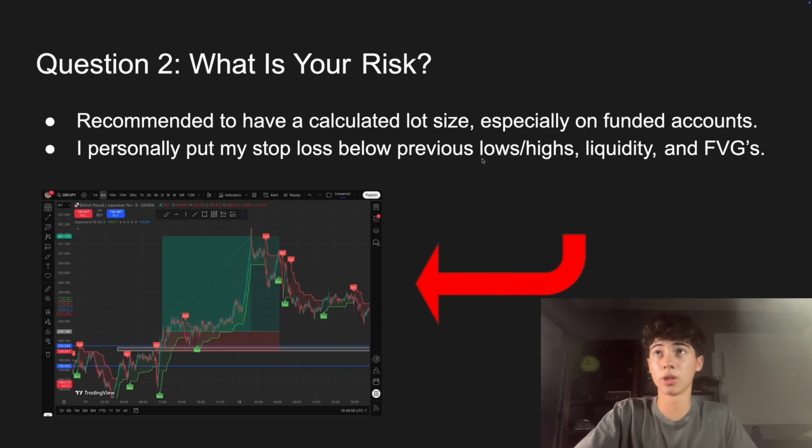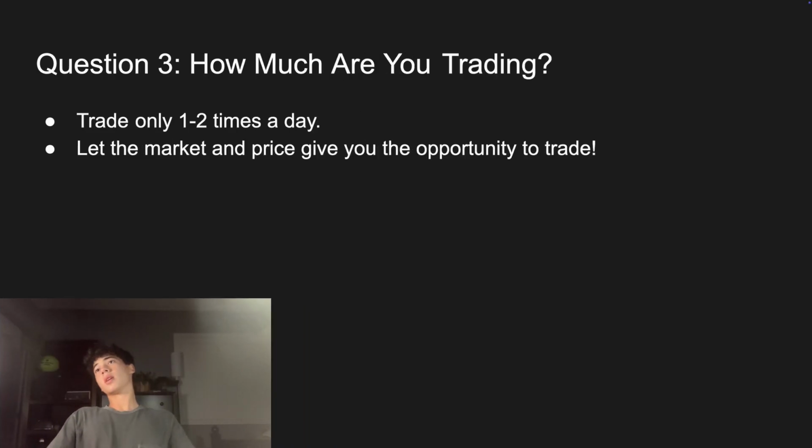Let's dive into question number 3. How much are you going to be trading? I really recommend that you only trade 1 to 2 times a day. That's only if the market allows it and plays out in your bias and your confluences. But honestly, trade 1 to 2 times a day. I prefer you trade only once a day.